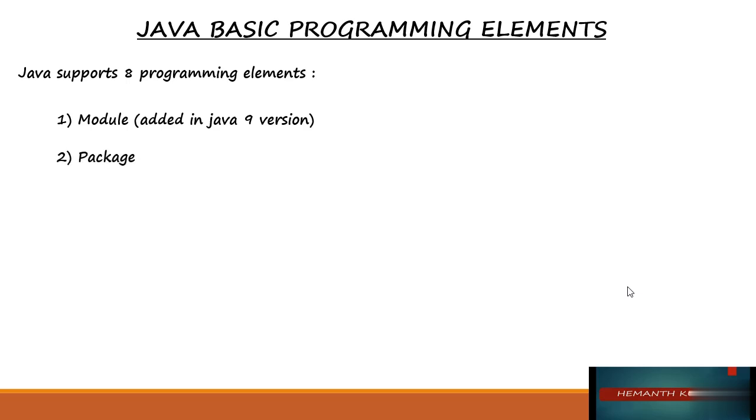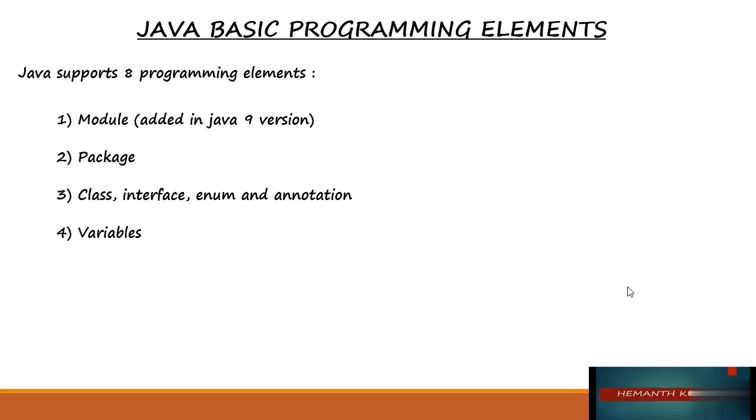And we have package. A package is multiple classes packed into one unit. And we have class, interface, enum and annotation. To represent our logic and programs, we use class, interface, enum and annotation. We will see in further classes how to use them.